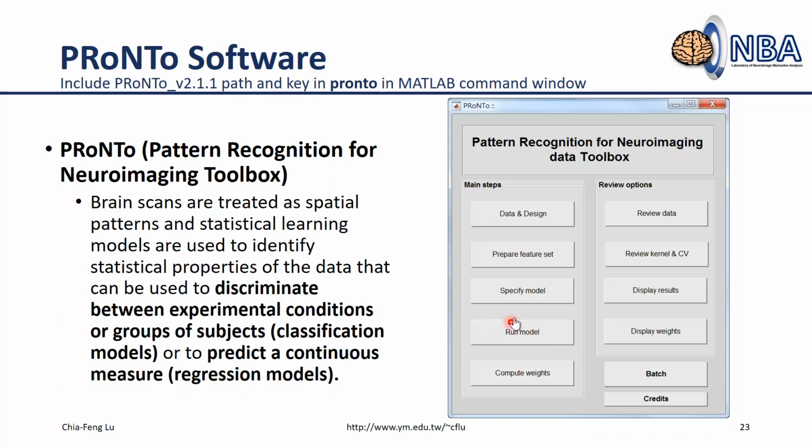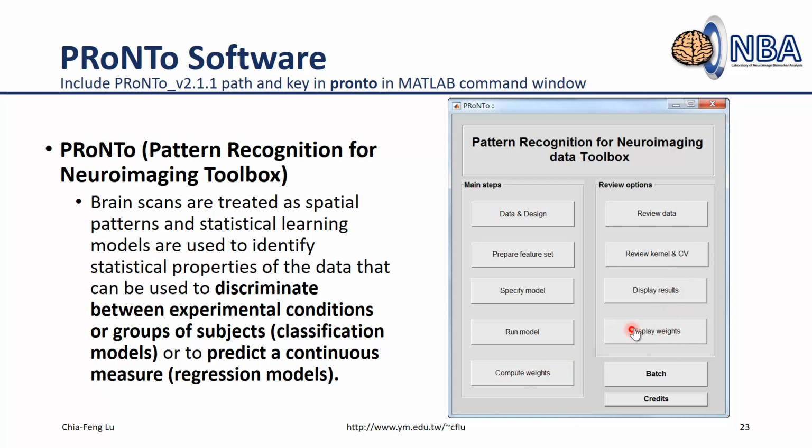This step may be optional, because you can also directly run the model after you specify the model. So sometimes you don't need to click this button. And the final one, you can compute the weights, which means you can explore which voxels provide the most valuable information for the classification. On the right-hand side, the review options, you can review the data, review the kernel, which is a very important thing behind the SVM, or review the cross-validation model, and also display the results and display the weights that are calculated from this button.